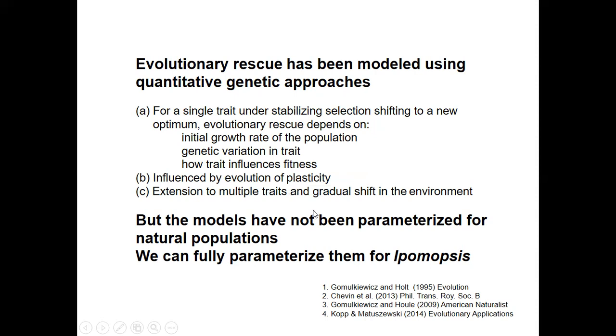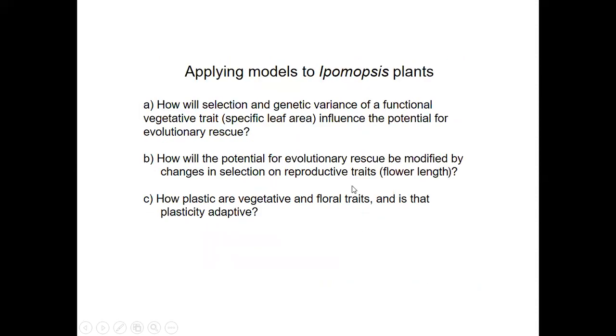But it's difficult to get all of this information together. And so they have not been parameterized for natural populations. For Ipomopsis, in part because we have more than 25 years of data, including data on genetic variation and heritabilities, we can fully parameterize the models, and that's what we're in the process of doing. So I'm not going to go through the whole thing today. I'll touch briefly on 3 points.